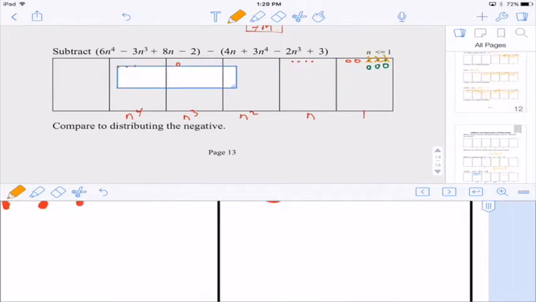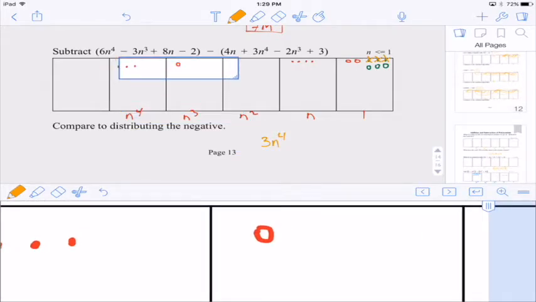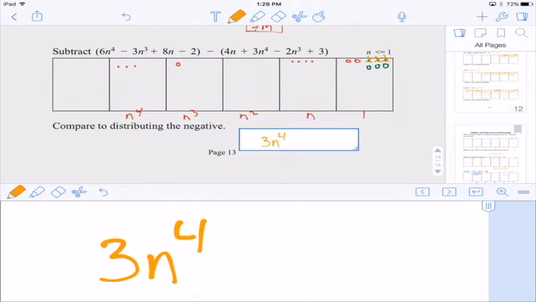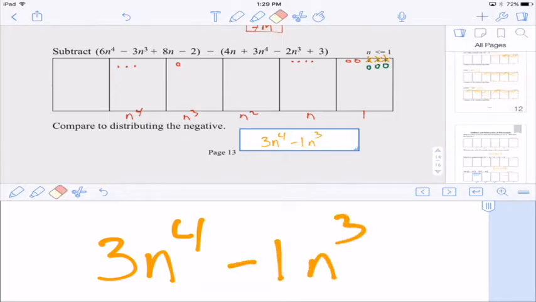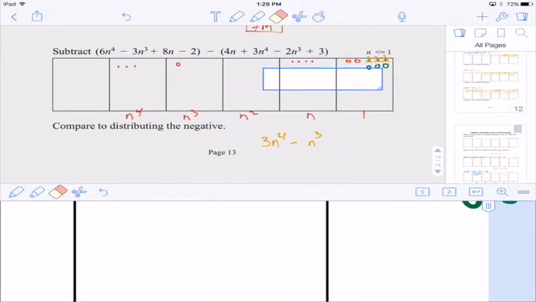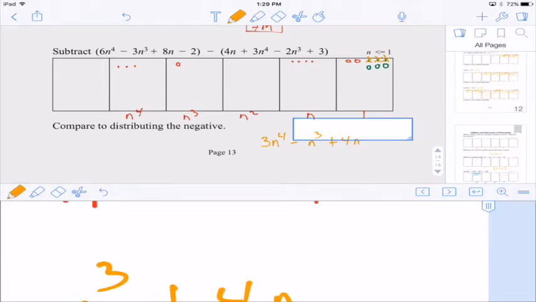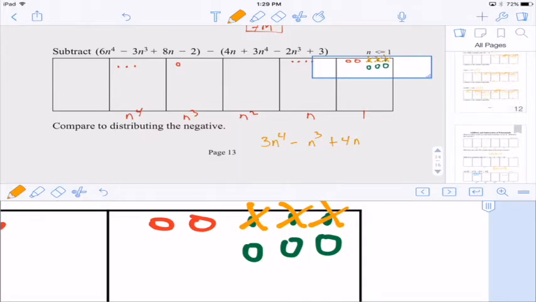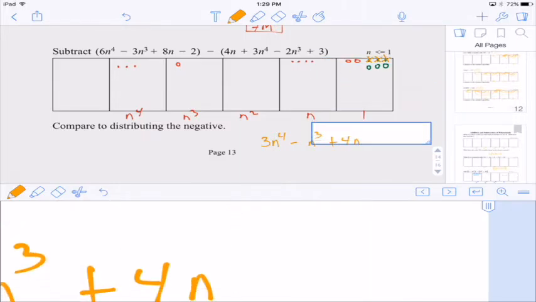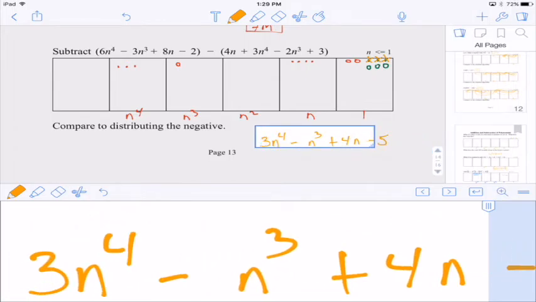So let's add up all the things that we have. So we have 3 n to the fourth, minus 1 n cubed. Now I don't need that 1 in there. I can put it in there or not. It doesn't matter. And plus 4n minus, because those are negatives, remember, 1, 2, 3, 4, 5, minus 5. So there's my final answer.